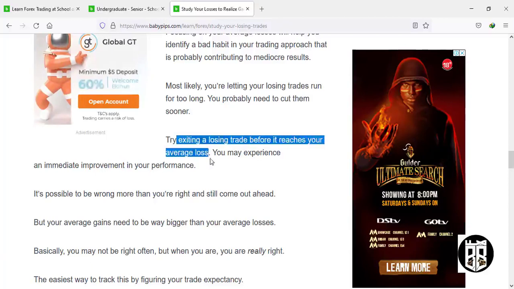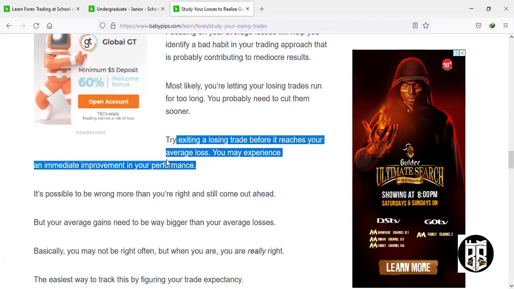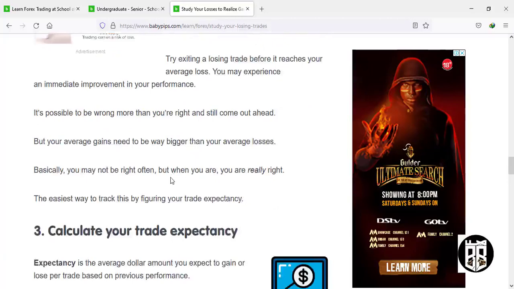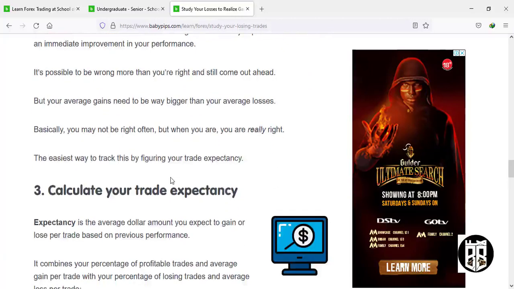Exit a losing trade before it reaches your average loss. By doing this, you may experience an immediate improvement in your performance. Instead of regretting the money you're losing and thinking, let me wait for it to get back up, no, cut the trade short. Close the trade as soon as possible and take a very small loss instead of a huge loss.